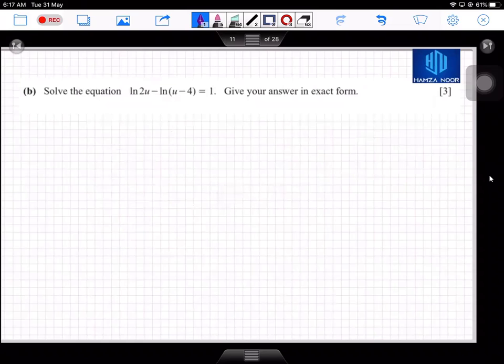Then we have part B, which says: solve the equation ln 2u minus ln (u minus 4) is equal to 1. Give your answer in exact form. So as we know, ln is basically the log with the base e, and on the left hand side of the equation we have two logarithmic terms, and both have the same base e. So here we can use the quotient rule. Since when ln x minus ln y, this is exactly equal to ln x over y.